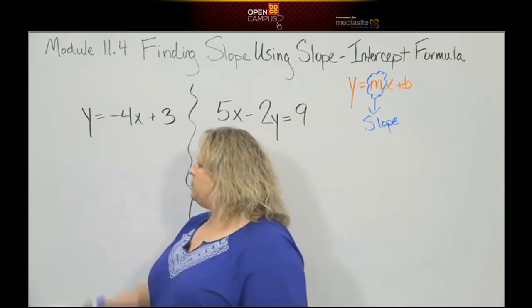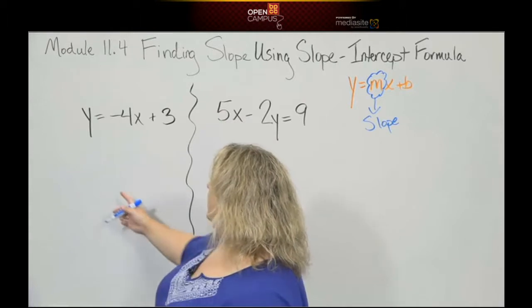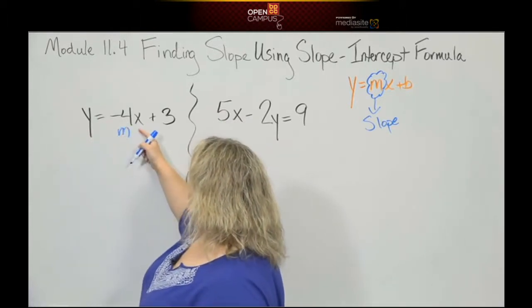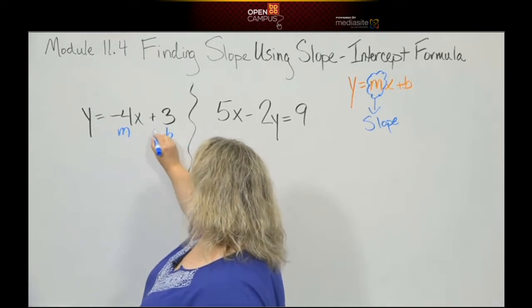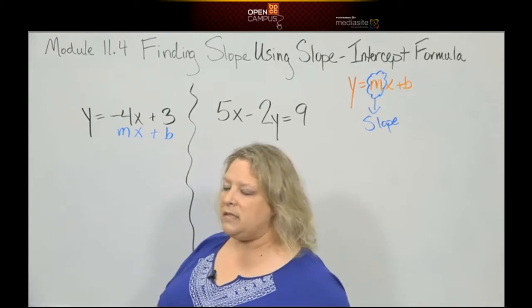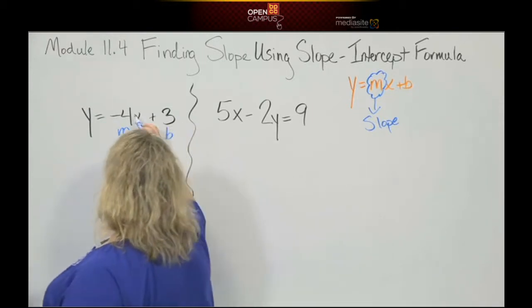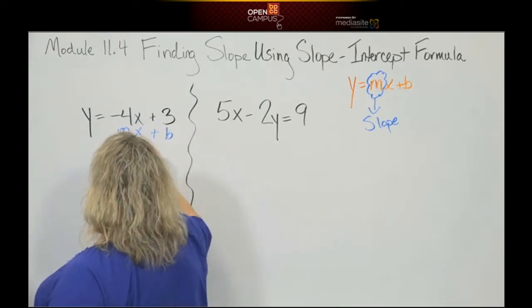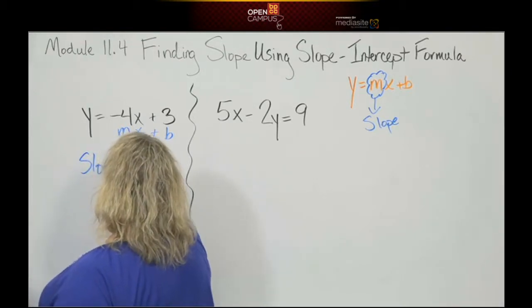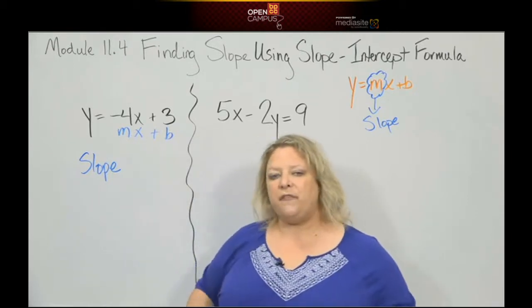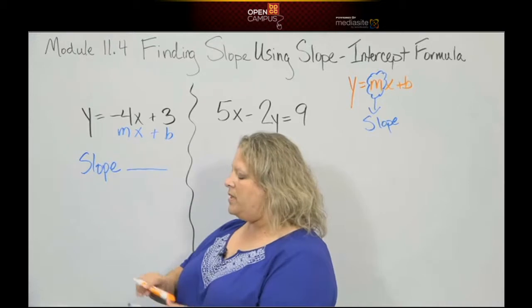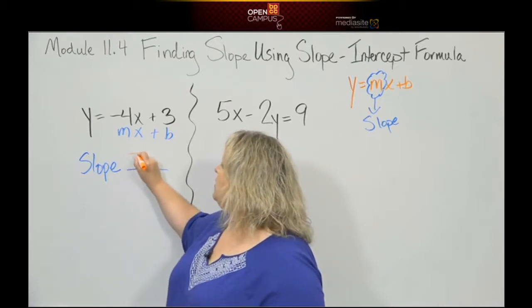Okay, so this first one is already written in y equals m x plus b. Okay? So when I ask you, what is the slope? The slope is not negative 4x. The slope is only the coefficient in front of the variable x. So the slope is only negative 4.